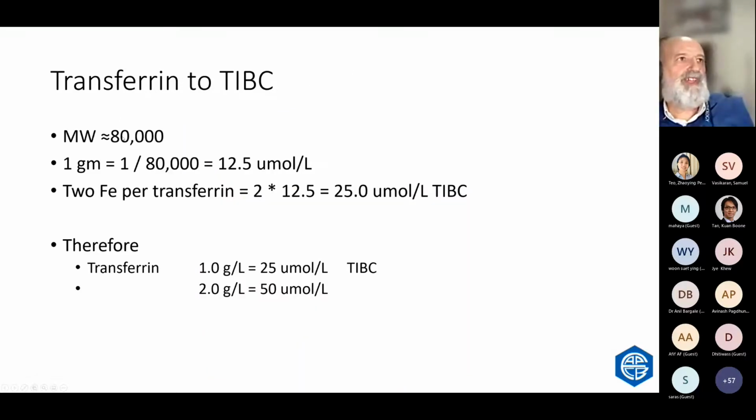So transferrin has a molecular weight of 80,000. You can work out that 1 gram of transferrin is equivalent to 12.5 micromoles of transferrin. And since there's 2 iron atoms per transferrin molecule, that's 2 times 12.5, or 25 micromoles of iron per transferrin molecule. Therefore, if you've got a transferrin level of 1 gram per litre, it's equivalent to 25 micromole per litre of iron binding capacity, and 2 grams per litre is equivalent to 50 micromole.